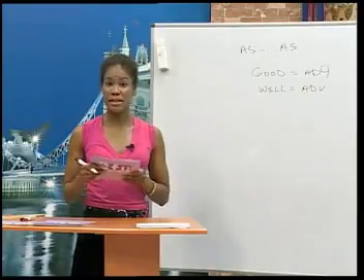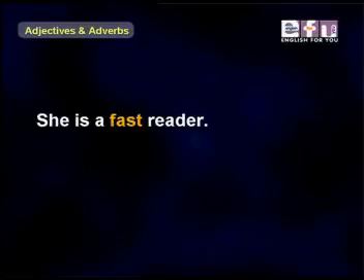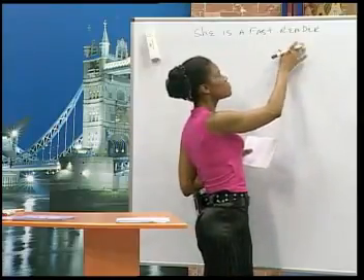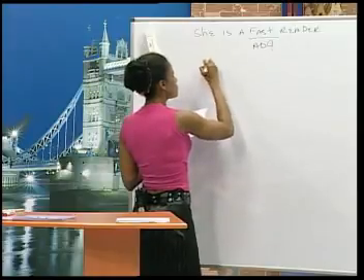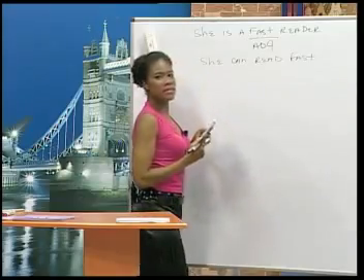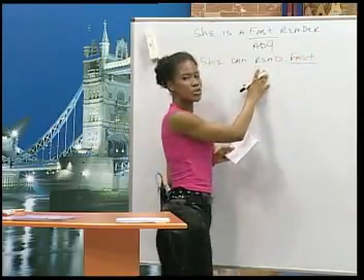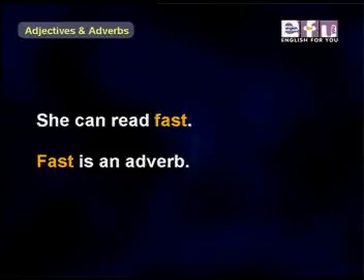Let's look at these sentences again. Okay, first we have, she is a fast reader. Fast is describing reader, which is a person, right? Not a verb, it's a person, so it's a noun. So that means fast is an adjective. Okay, next example. She can read fast. This is saying the same thing, but this time, fast is telling us how she reads. So it's telling us about the verb. So fast is an adverb.